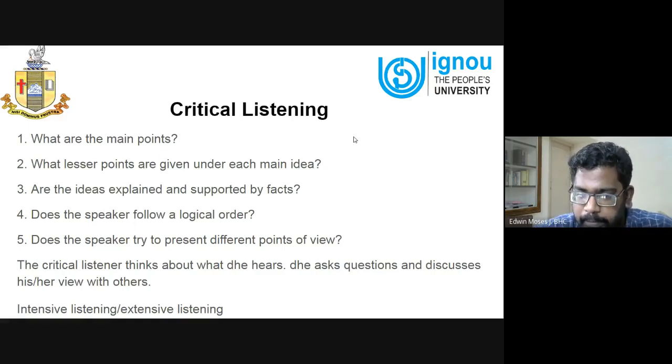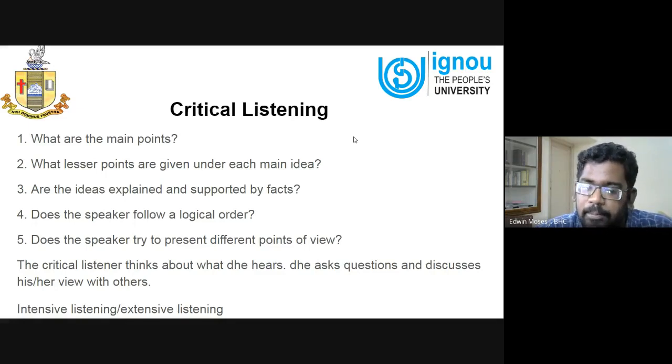What are the subtopics under each main idea? Are the ideas explained? Are the ideas supported by facts? So you have to listen in that manner. This is similar to paragraph writing. A paragraph will have one single idea, and that idea is supported by facts and supporting statements. Does the speaker follow a logical order? Then, is there coherence in the speech of a particular person on the subject he is speaking about?